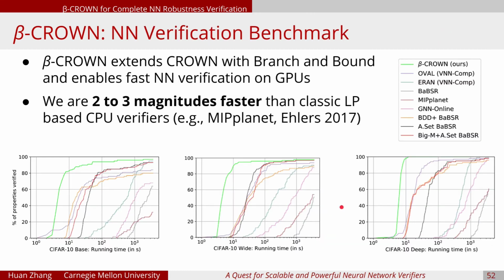We do the evaluation of our verifier on complete verification benchmarks where we have a lot of baselines here, and here we show how many examples we can solve with increasing running time. We can see our method, which is the light green curve here, solves a lot of properties much faster than all these existing baselines, thanks to the tighter bounds from the optimization, and also thanks to the faster GPU acceleration. We can do 2 to 3 orders of magnitude faster than the classic linear programming-based verifier.